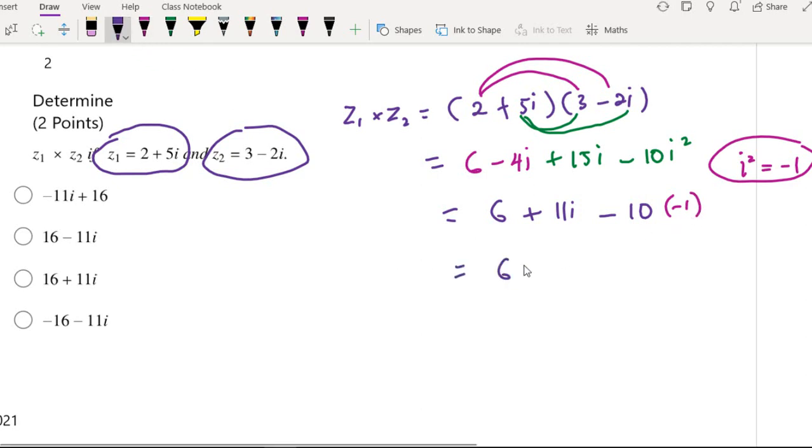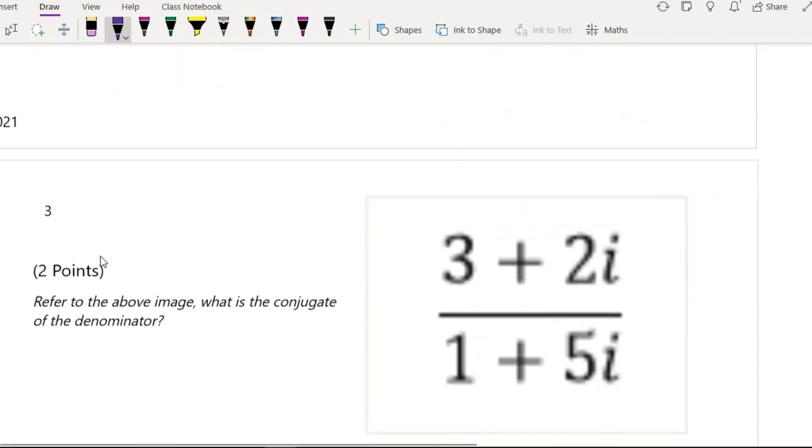Simplify 6 plus 10 plus 11i. So the answer is 16 plus 11i. So 16 plus 11i. This is the answer for number 2. Okay, continue for number 3.